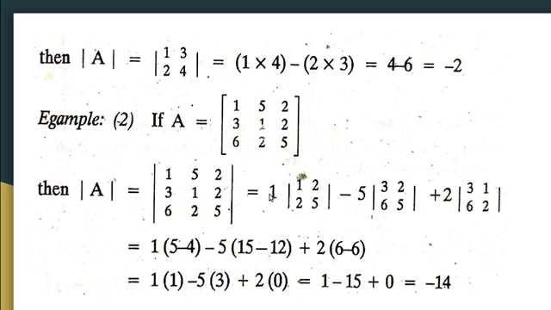So simply take the first element, strike off the row and column in which that element exists, then find the determinant of the remaining values, then put a negative sign for the second element. The same rule we apply for a determinant, we have to apply for the matrix also. Finally we will get a value of minus 14 as the determinant value of this matrix.